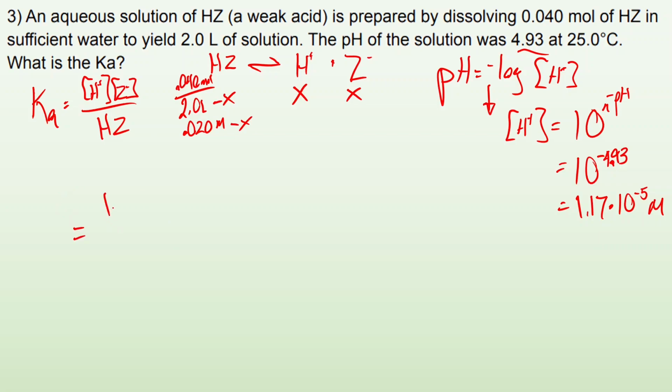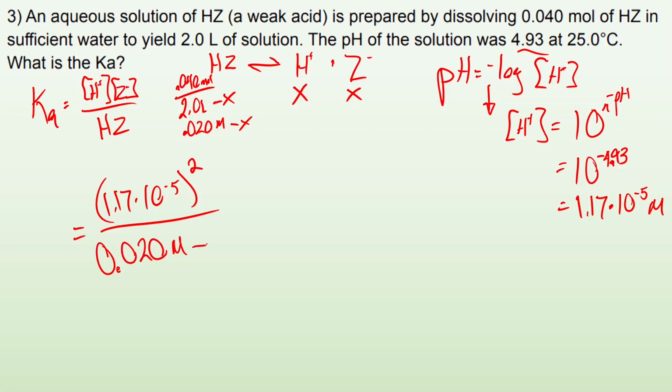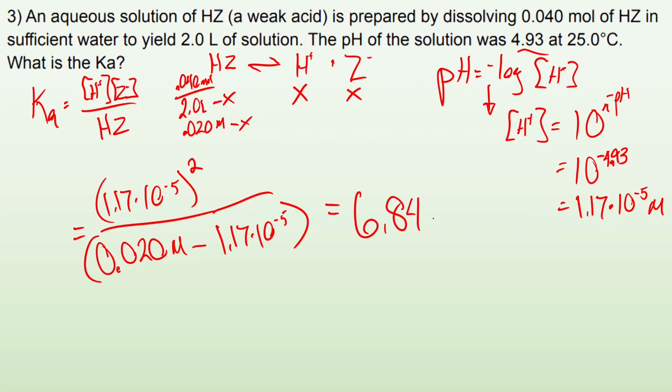My H plus is 1.17 times 10 to the minus 5. And so is my Z minus, so this is really just getting squared, divided by my original molar concentration of 0.020 molar for HZ minus that 1.17 times 10 to the minus 5. Now remember, if you're using a calculator, you gotta make sure that you have parentheses around the denominator, so it knows, hey, these go together. And when you plug and chug that, you end up with 6.84 times 10 to the minus 9 as your answer for that one.